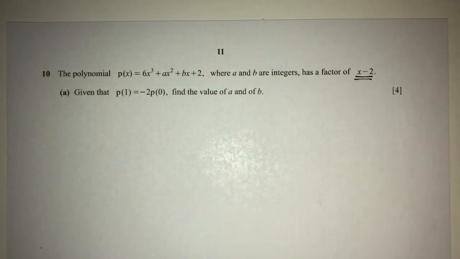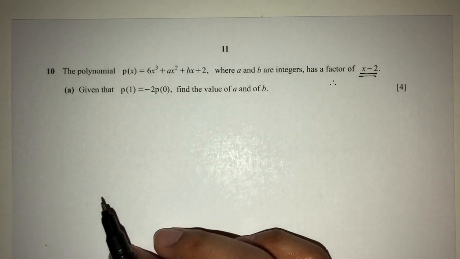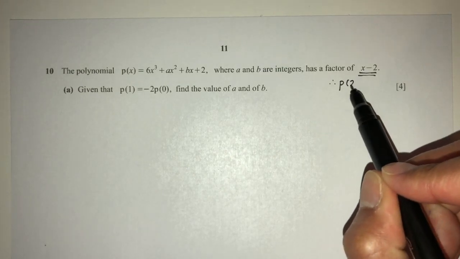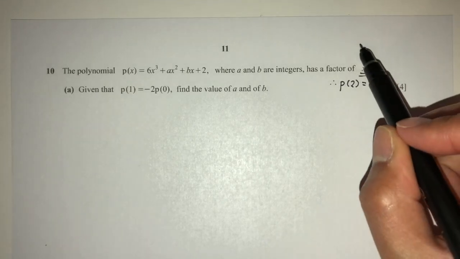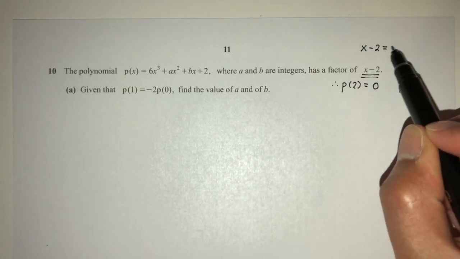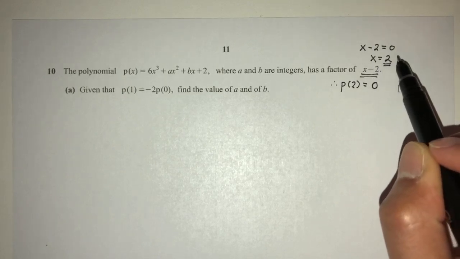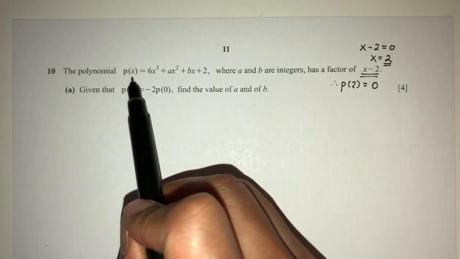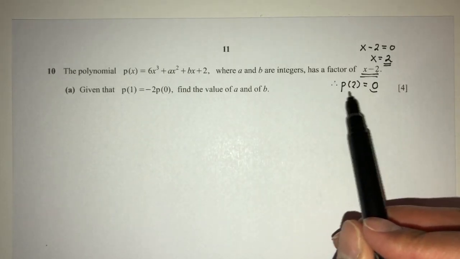So if a polynomial has a factor of x minus 2, it means that it has no remainder. According to the remainder theorem, if I put the value of 2 here, it should give me a remainder of 0. How do I find 2? I take the factor, I equate that to 0, x will be 2. So this is where I have 2. According to the remainder theorem, if I put the value of 2 inside my equation, the remainder will be 0. So we have to use that information to derive this equation.